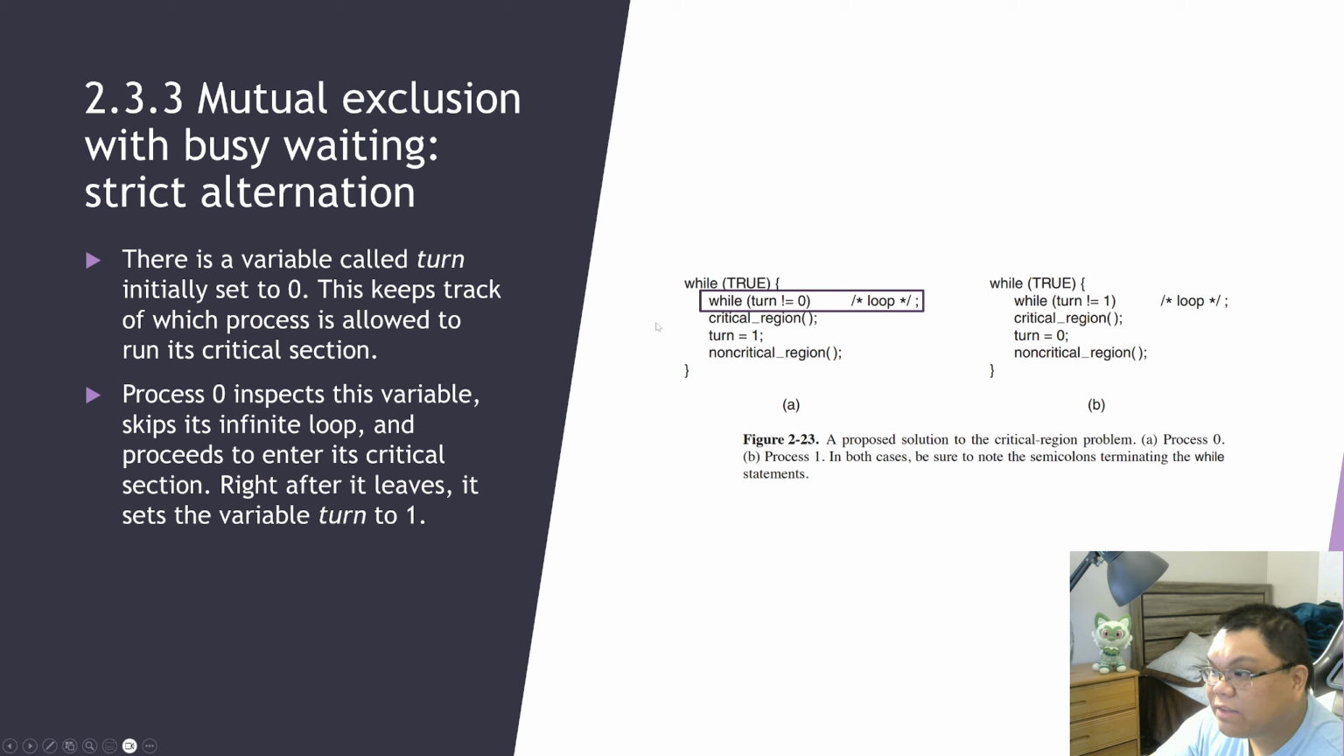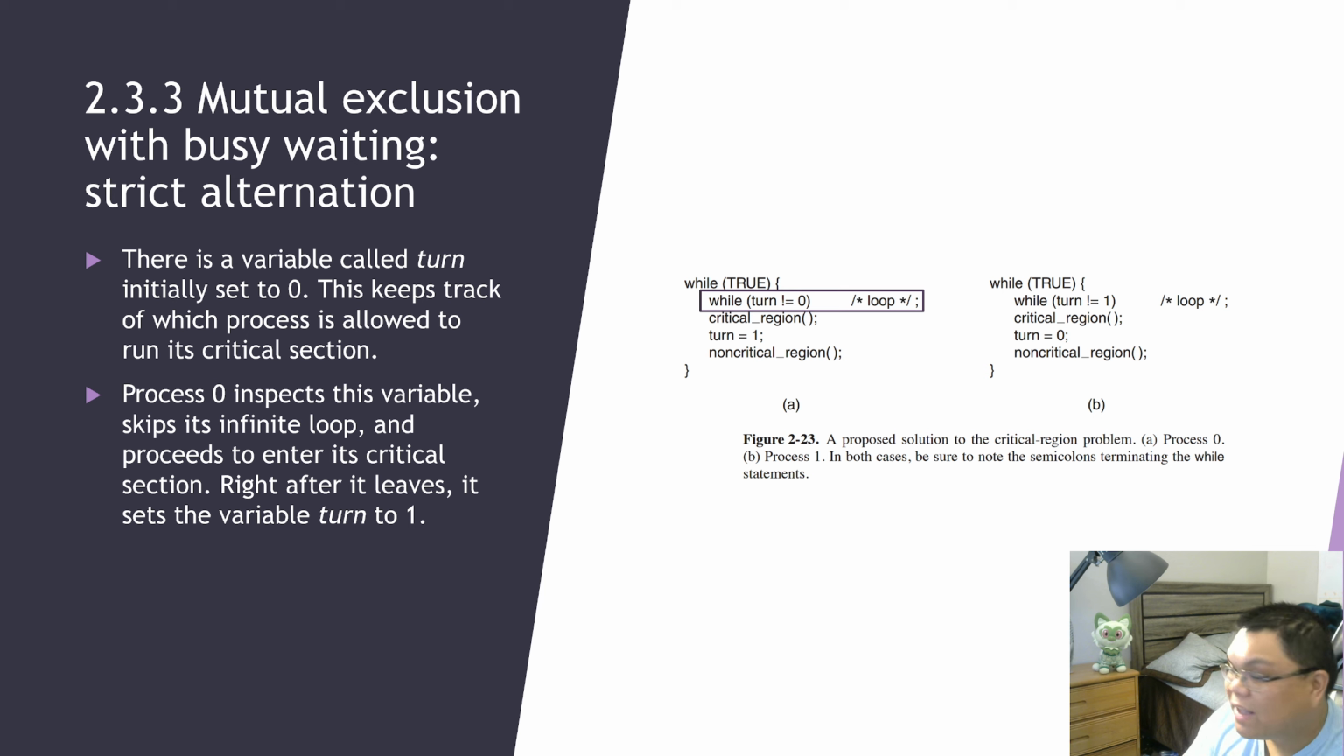Process 0 executes this infinite loop: while turn is not 0, loop. It's going to loop forever until that turn value is set to 0. However, since it was already 0, process 0 just skips this whole infinite loop and goes into executing its critical section. Right after it leaves, it sets the turn variable to 1. At that point, it's now process 1's turn to run.